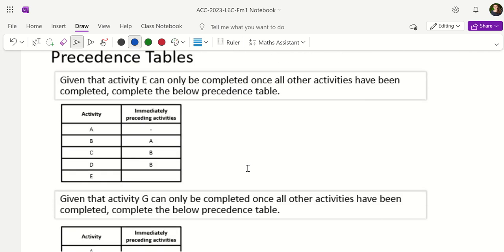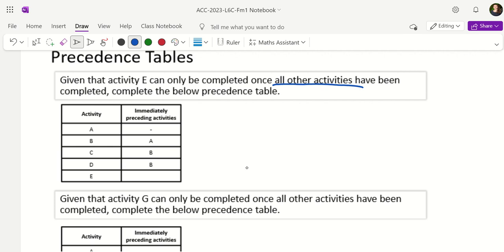So you need to know how to complete these precedence tables, how to fill them in, and how to interpret them as well. In this example, it says, given that activity E can only be completed once all other activities have been completed, complete the below precedence table. So it means that in order for E to be completed, A, B, C and D must all be completed, because it says all other activities must have been completed.